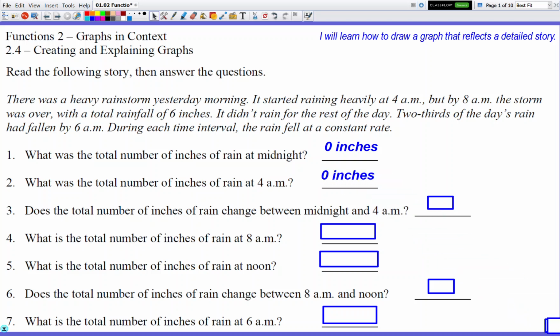Okay, all right, so number 3. Does the total number of inches of rain change between midnight and 4 a.m.? No, because at midnight it was 0 inches of rain, and at 4 a.m. it was still 0 inches of rain.